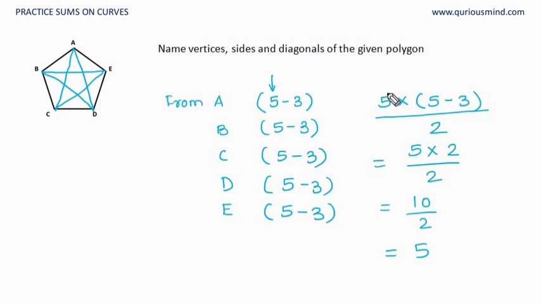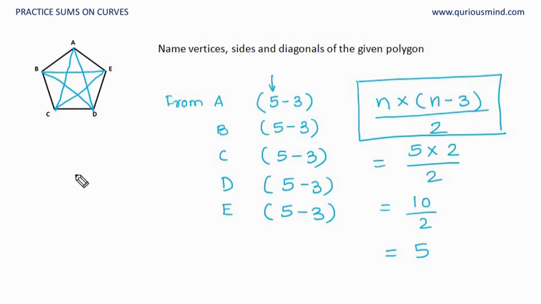Now this 5 represents the number of vertices, and this 5 also represents the number of vertices. So I will replace this 5 with a letter n representing the number of vertices. And that's how I get a formula which says n into n minus 3 upon 2 is the number of diagonals I can have in any polygon.